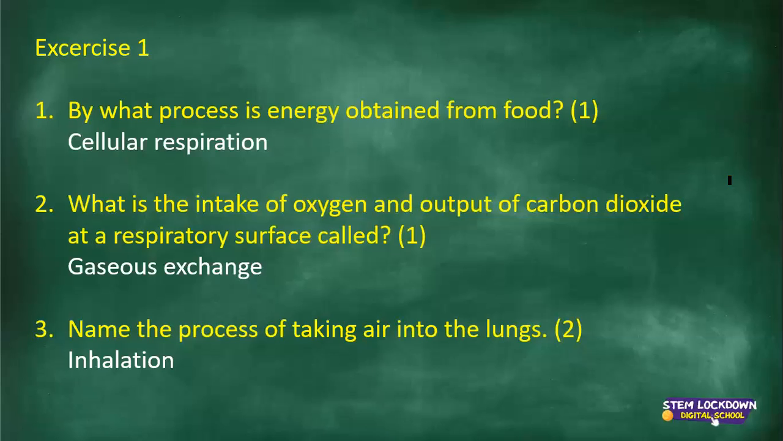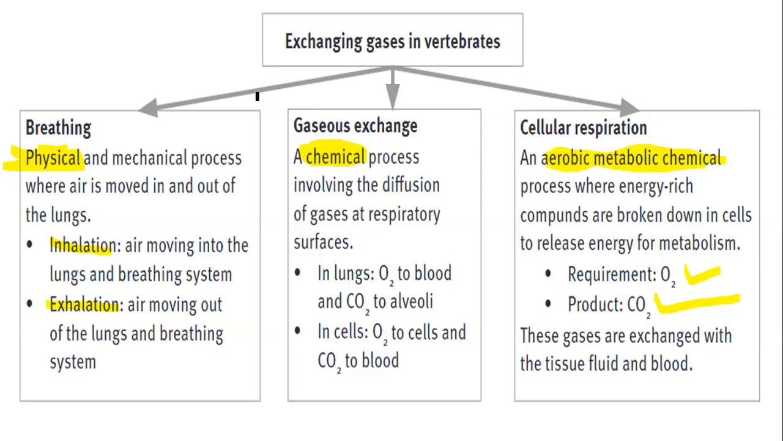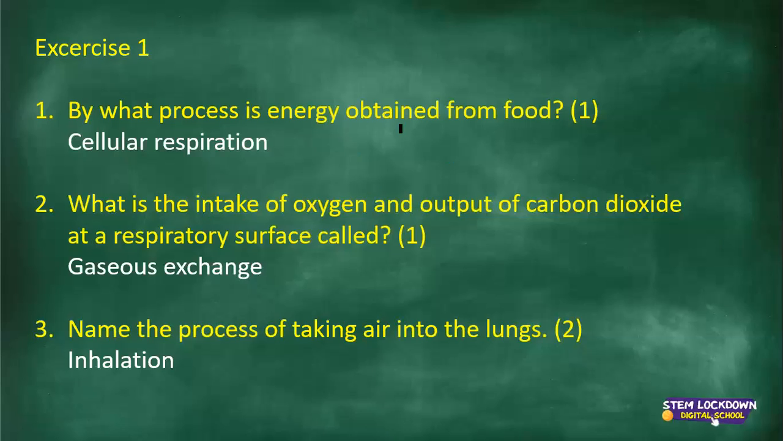Then, next up, exercise 1. Oh, I gave you the answers. Anyway, exercise 1. By what process is energy obtained from food? We've seen this process of cellular respiration. You break down food. Energy-rich compounds are broken down in cells to release energy for metabolism. So the process where energy is obtained from food is cellular respiration.